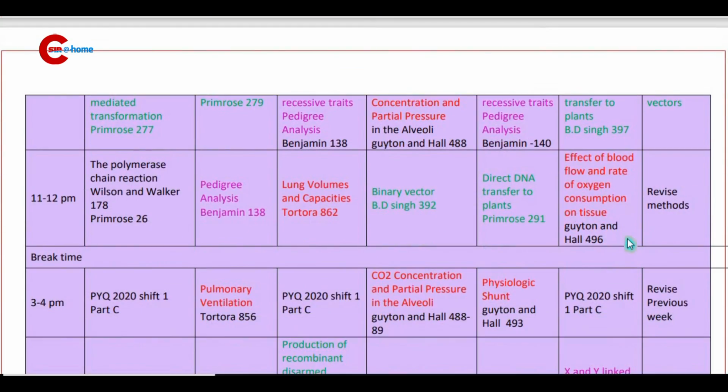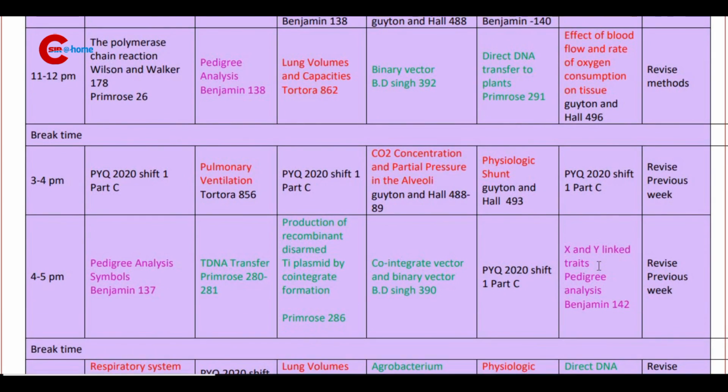11 to 12 p.m., effect of blood flow and rate of oxygen consumption on tissue. Okay. Then 3 to 4 p.m., previous year questions, 2020 shift 1. Then 4 to 5 p.m., X and Y linked traits, pedigree analysis.